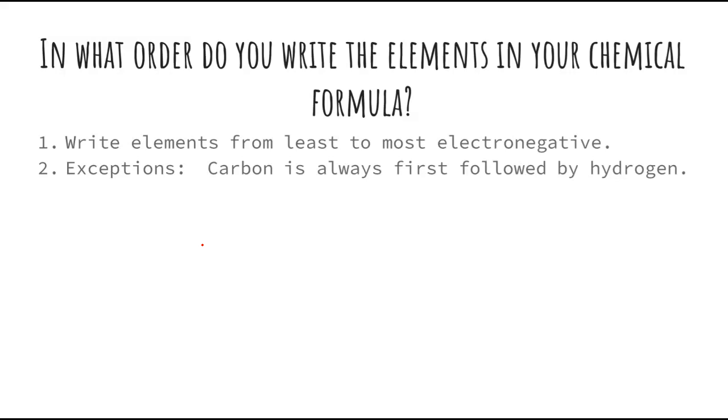Just a reminder, when writing chemical formulas, most of the time it's from least to most electronegative. There are exceptions. When you have something that has carbon in it, always start with carbon and then follow it by hydrogen and then add the rest of them. There is no right or wrong on how to write these, but that's the most common way.